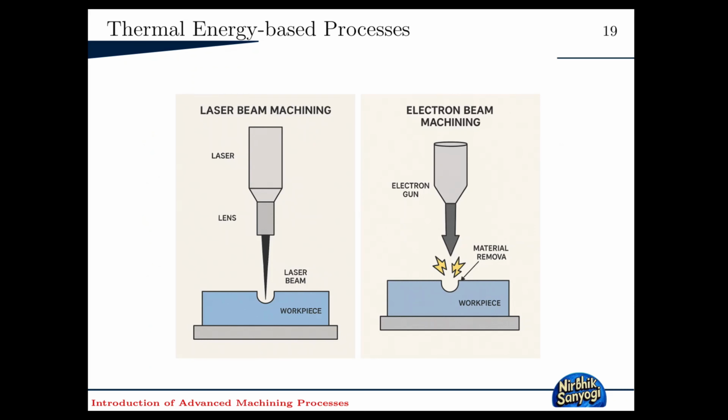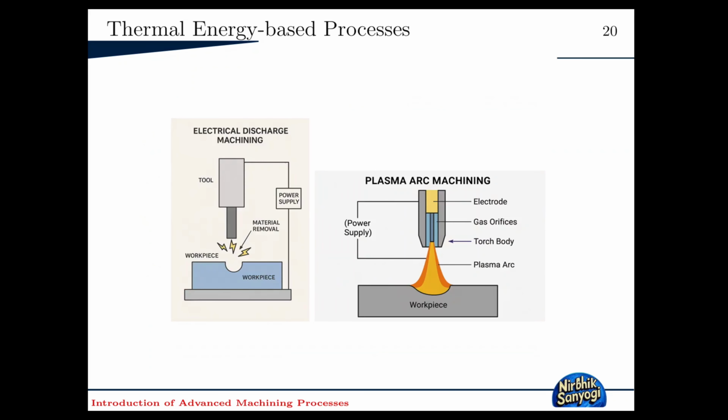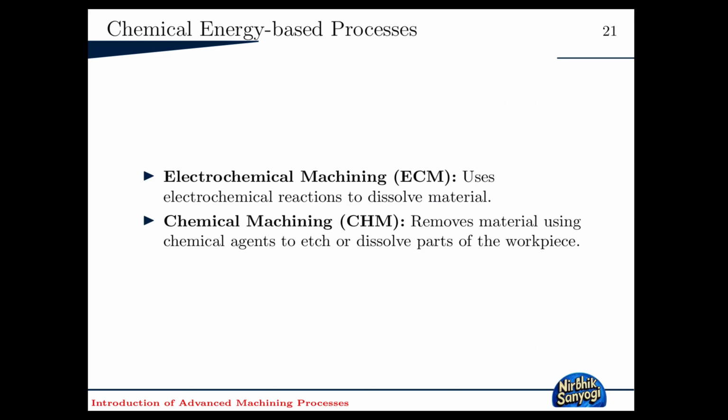Schematic diagrams are shown for laser beam machining, electron beam machining, similarly for electro discharge machining, and here plasma arc machining. You can see, for example, in plasma arc machining, the electrode, gas orifice, and torch body, like a nozzle, and the mechanism generates the plasma. It develops a plasma arc near the workpiece, and due to the high heat a melting zone occurs, and in that zone materials get removed.